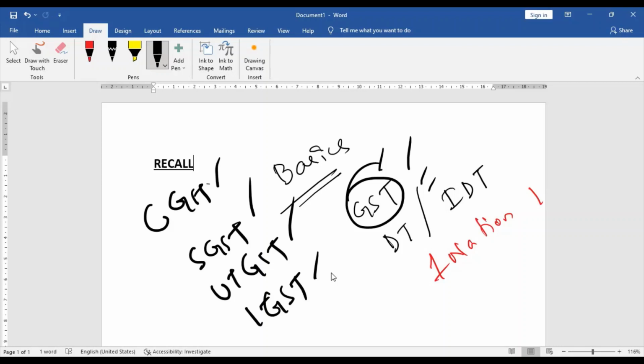Like this, some state duties are also subsumed. For example: state VAT, CST, purchase tax, entertainment tax. One point to remember: only the entertainment tax levied by the state government is subsumed, not the one levied by the local bodies, because the entertainment tax levied by the local authorities we still need to pay. Then luxury tax, entry tax, which means octroi, then tax on lottery, betting, games, surcharge, and cess. These are all subsumed.